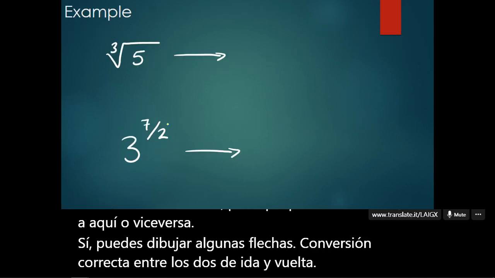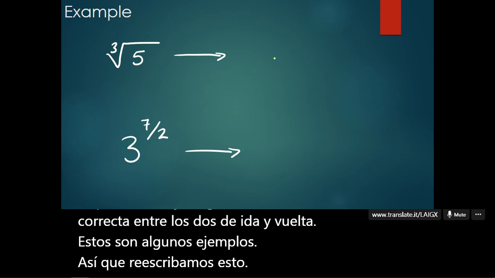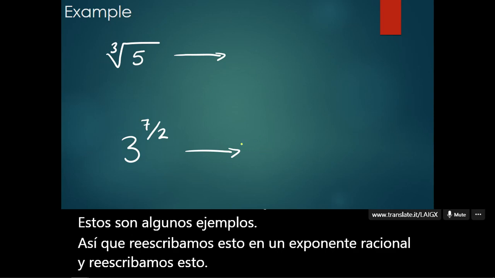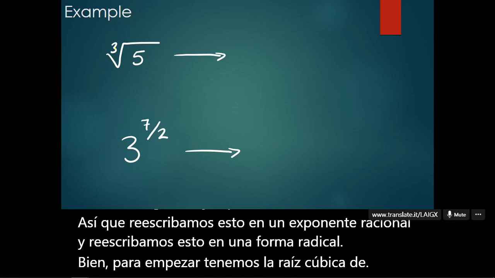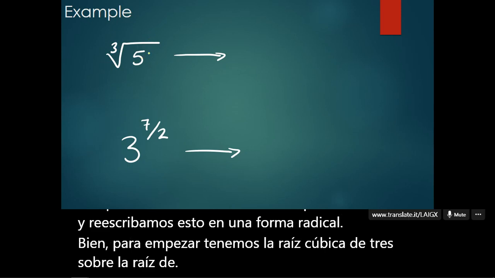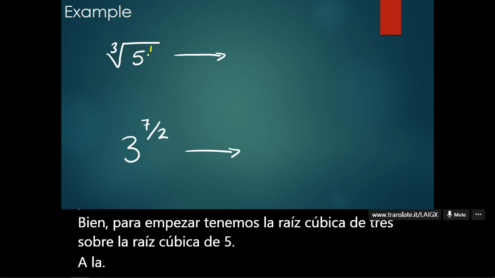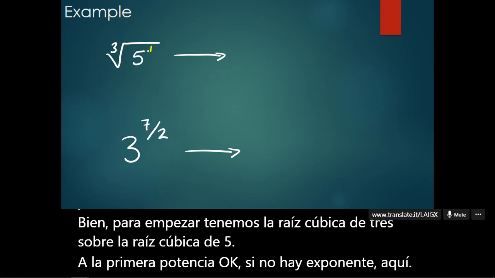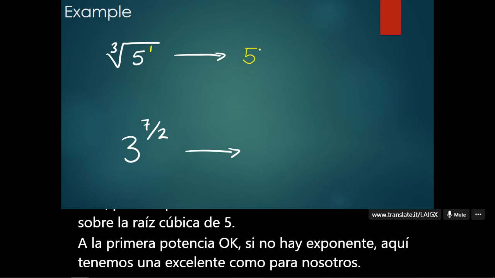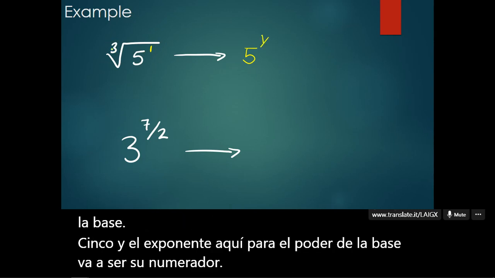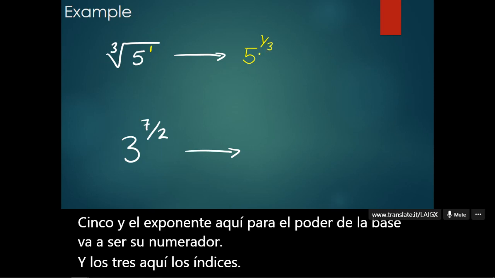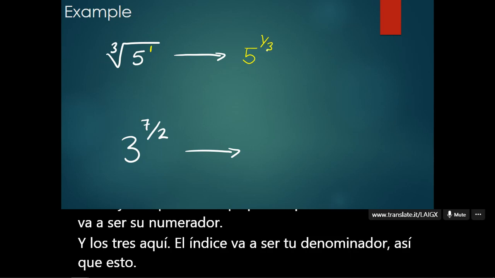Here are some examples. So let's rewrite this into a rational exponent, and let's rewrite this into a radical form. All right, to begin, we have the cubic root of 5 to the first power, okay? If there's no exponent here, we have an exponent of 1. We take the base, 5, and the exponent here for the power of the base is going to be your numerator. And the 3 here, the index, is going to be your denominator. So this is the same as 5 to the 1 over 3.